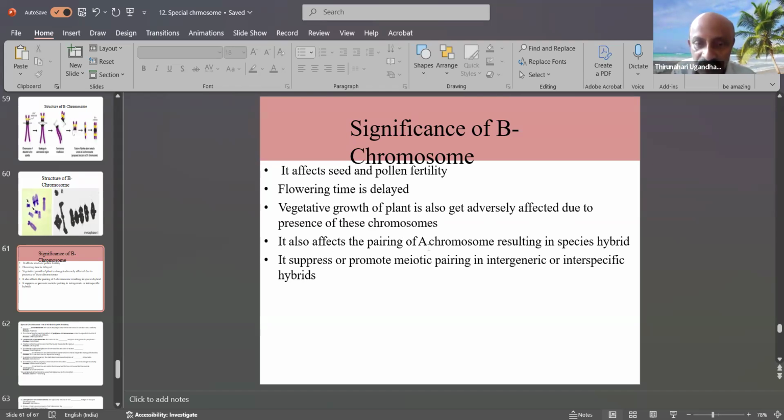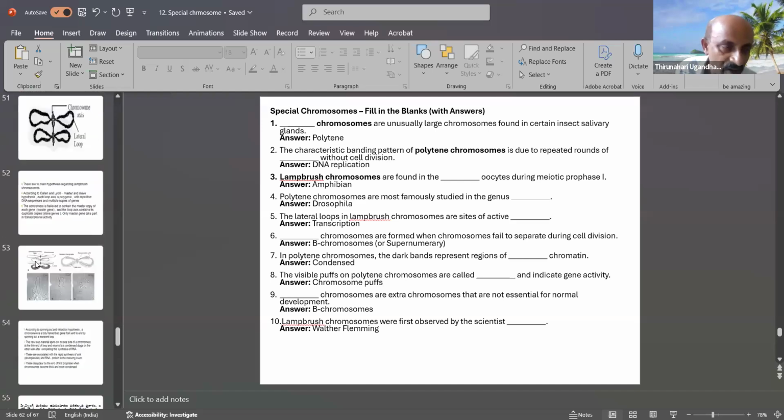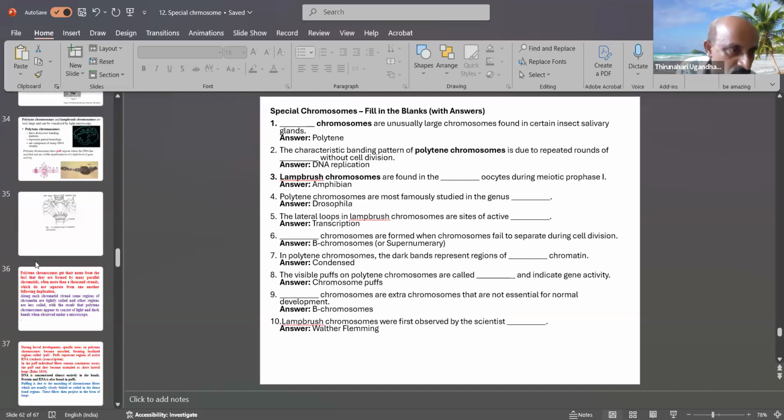It also affects the pairing of chromosomes, resulting in a special type of hybrid, suppressing or promoting meiotic pairing in interspecific hybrids. This is also an important character feature of the B chromosomes.